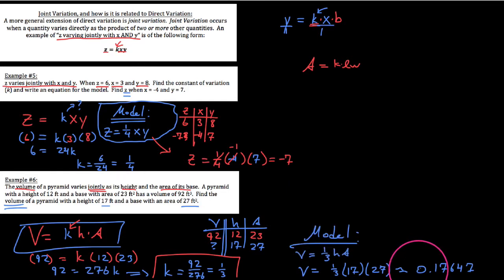We say 153, and since this is a volume, notice we were measuring volume in cubic feet. So we're going to want to label this every time we do a word problem. The volume must be equal to 153 cubic feet if the height is 17 feet and the area of the base is 27 square feet. So that's how you deal with joint variation, and how it's basically an extension of direct variation.